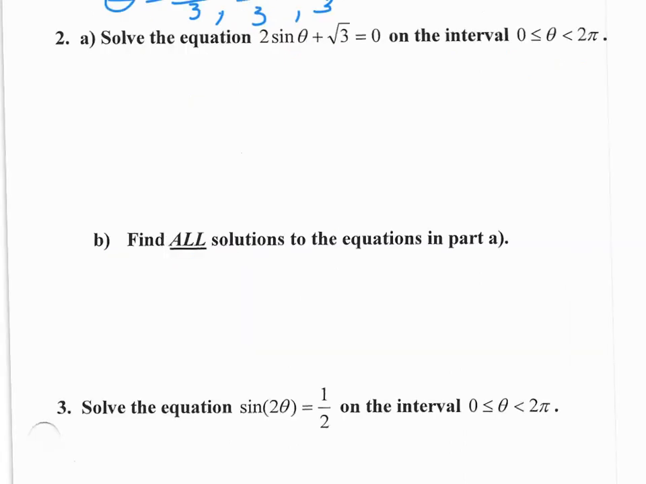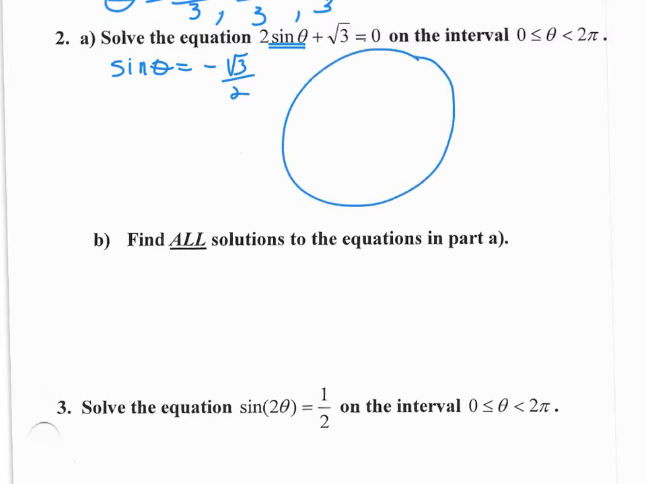Now let's look at a medium one, something that's a little bit tougher. If I look at this one, before you start any 0 to 2 pi business, make sure you get the trig all by itself. Get sine theta all by itself. So my algebra tells me if I want to get sine theta by itself, I'm going to subtract the root 3 and divide by 2. All right, so here we go.